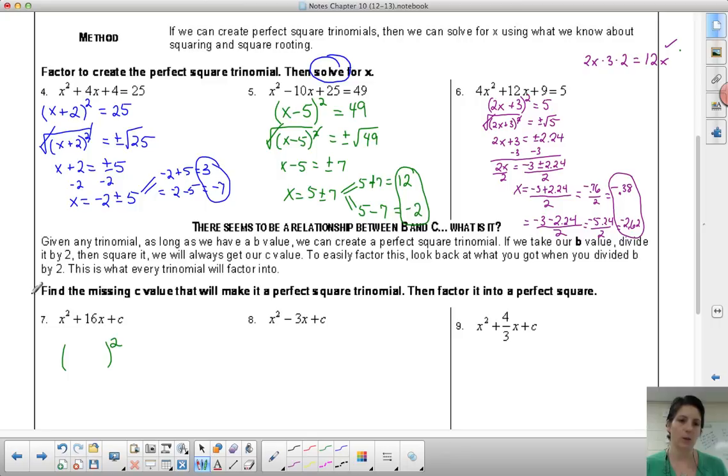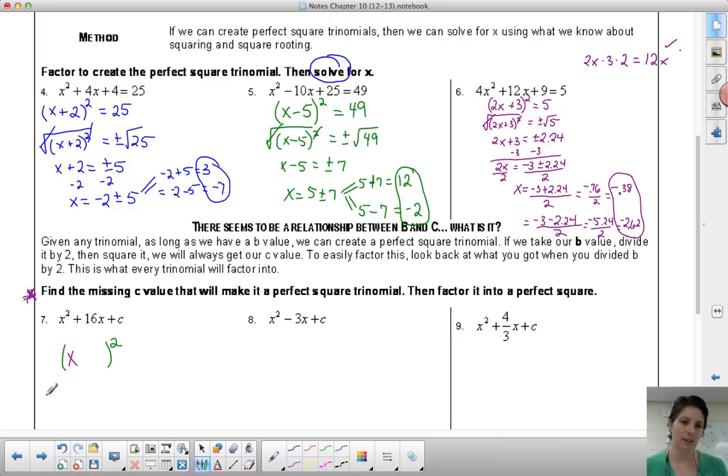But when they ask this question, because I know we do it on the quiz as well as on the test, and I think there might even be one on the exam, find the missing C value that will make it a perfect square trinomial, then factor it into a perfect square. It's actually easier to do a little bit backwards. So we're going to create our perfect square. And what's that multiplier? What stayed the same every time we did one of these problems?